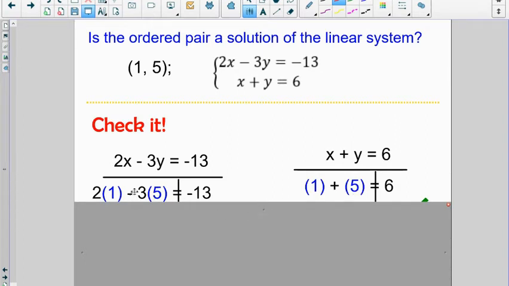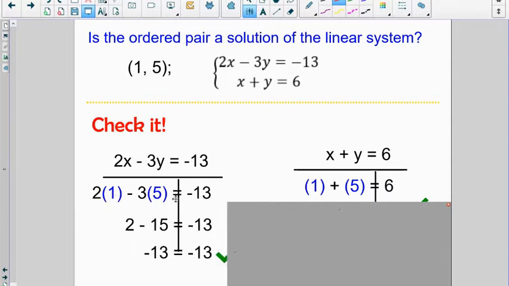I do a little math, so I'm going to evaluate both of these. And on the left-hand side, I get 2 minus 15, which is negative 13. And we look at this. Does it make it true now? Does the left side equal the right side? Yes, it does. So I put a little check mark there.